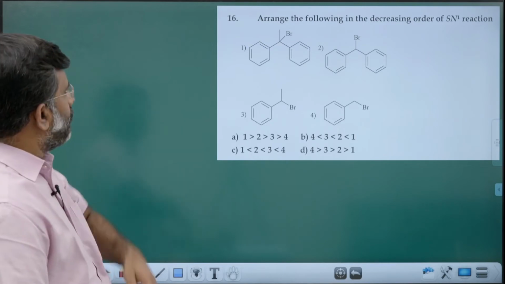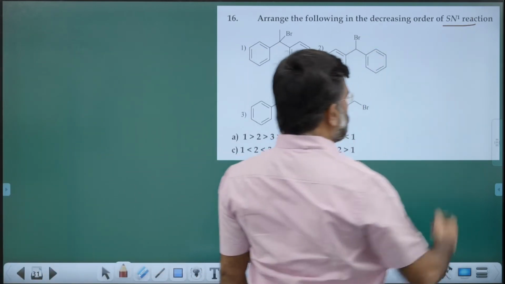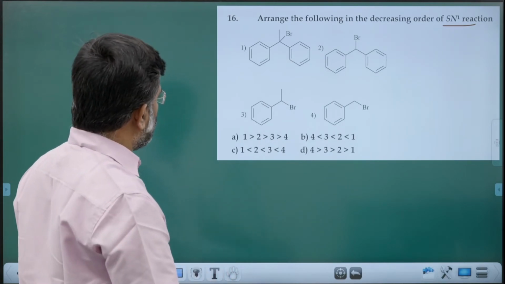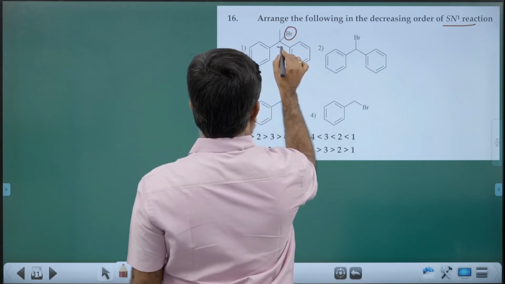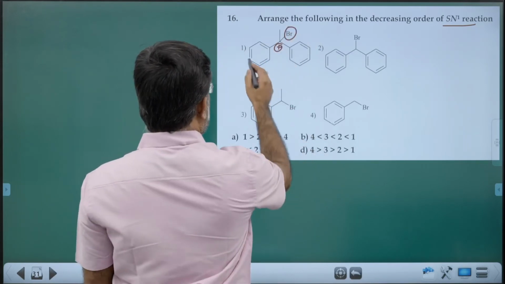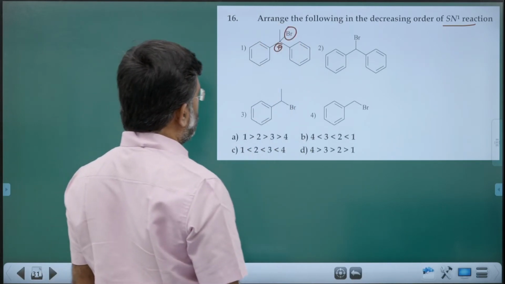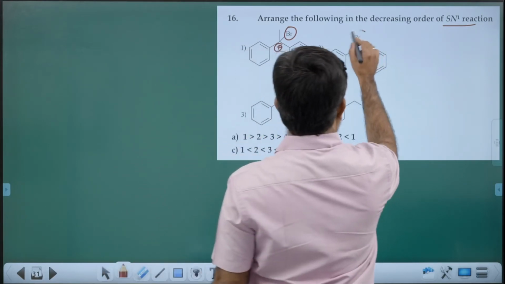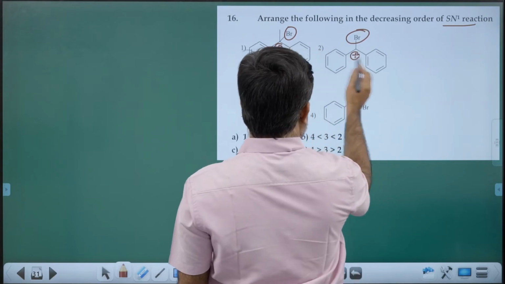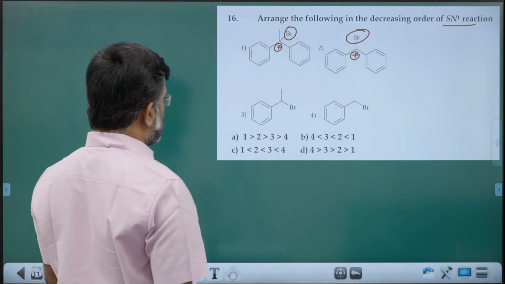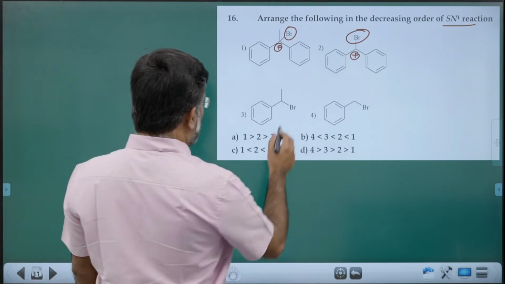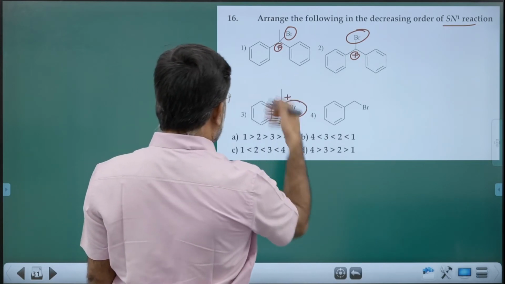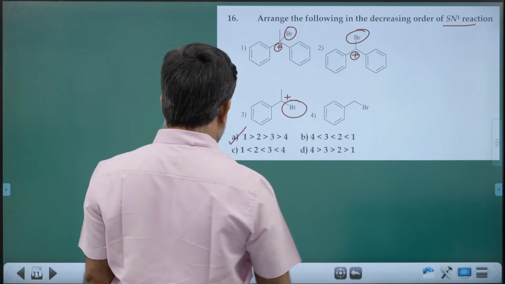Decreasing order of SN1. SN1 is an ionic mechanism. So stability of carbocation will decide the reactivity. Which carbocation will be more stable? Suppose bromine goes, you get a carbocation that is highly stable due to 2 phenyl groups and 1 methyl group. So 1 is maximum. If this bromine goes, you get a carbocation highly stable due to 2 phenyl groups. 2 is next. If this bromine goes, you get a benzyl carbocation, that too secondary. So the answer is 1, 2, 3, 4, option A.